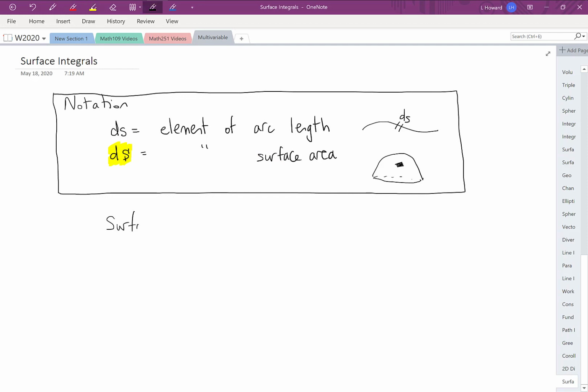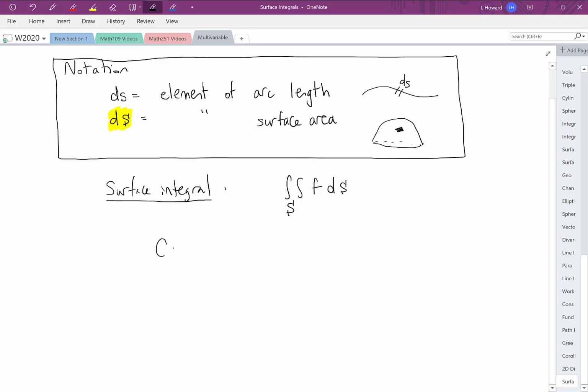So let's define what a surface integral is. It's going to be a double integral over our surface of some function times d capital S. Geometrically, this calculates an infinite sum of quantities that look like f times d capital S, where this infinite sum is over infinitely many tiny areas d capital S. So a surface integral is breaking our surface up into infinitely many of these infinitesimal areas dS, calculating the value of f in each little area, multiplying that by the area itself, and then summing up those quantities.